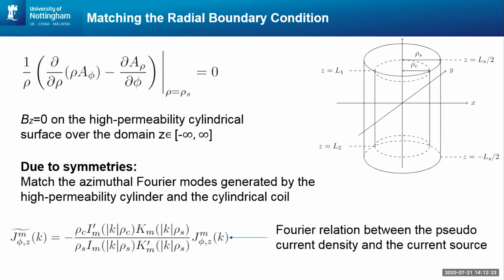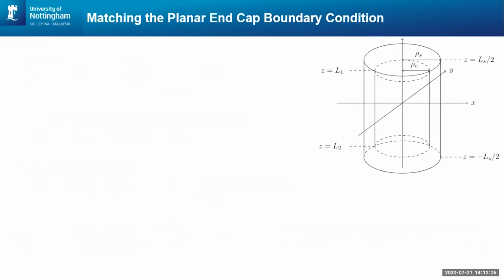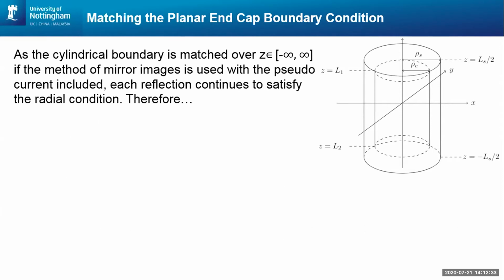So next we can use the method of mirror images in order to subsequently satisfy the boundary condition at the planar end caps. And we can do that because the planar end caps are perpendicular to the initial current source and the pseudo current density, meaning that any subsequent reflections generated by the method of mirror images continues to satisfy the boundary condition on the cylindrical surface, thereby satisfying the boundary condition over the entire domain of the magnetic shield.